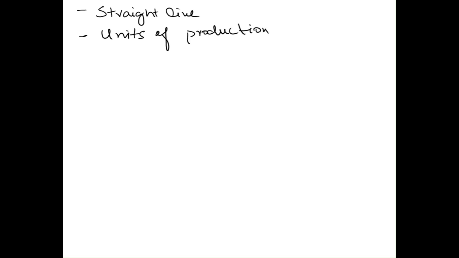And again, the three depreciation methods are: the first one is straight line method. The second one is units of production method, and the third one is double declining balance.